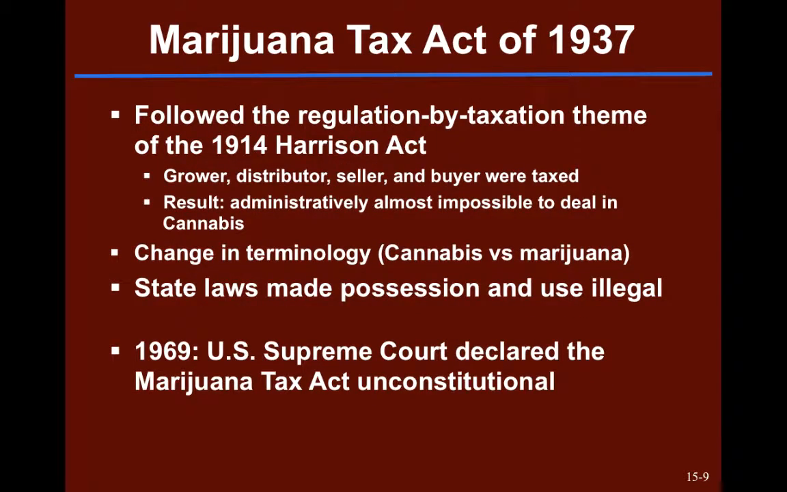So we saw the Marijuana Tax Act passed in 1937. It followed the same approach as the Harrison Act. So it wasn't outlawed as a product, but its production, distribution, and sale were taxed. The result, basically, was that it was virtually impossible to deal in cannabis, even though it was typically available at, say, grocery stores or corner drugstores before this. It became virtually impossible to obtain.